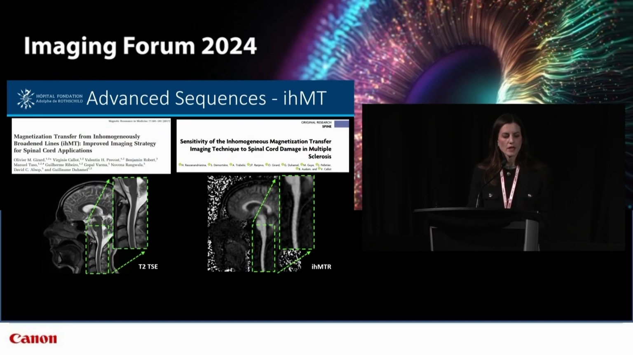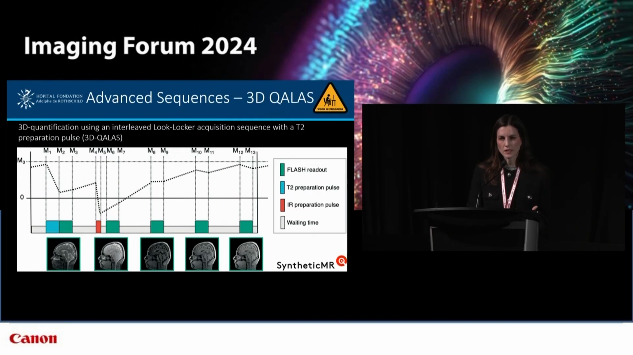And lastly, 3D QALAS is an advanced sequence. It's a multiparametric imaging technique that can provide at least 10 different contrasts, either anatomical like T1 and T2, or quantitative such as myelin map and T1 maps. So in other words, in 4 minutes, we can generate up to 10 synthetic sequences for the price of 1. We can also apply ACE and PEEK technologies to enhance these synthetic sequences.